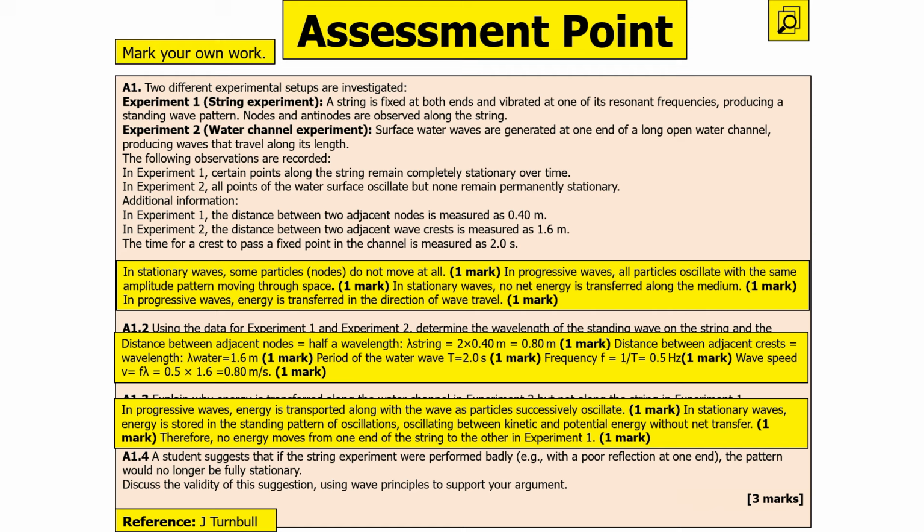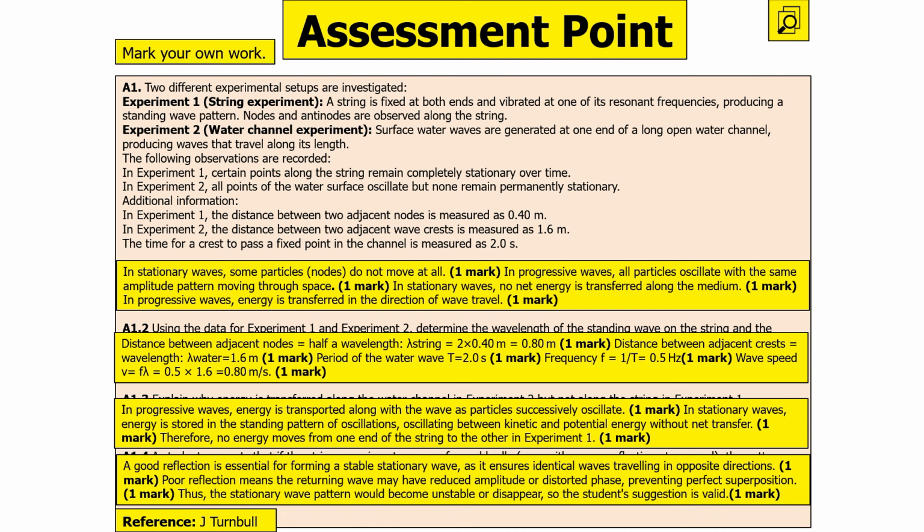In stationary waves, energy is stored in the standard pattern of oscillations, oscillating between kinetic and potential energy without any net transfer, so no energy will move from one end of the string to the other in experiment 1. Now, a good reflection is essential for forming a stable stationary wave and ensures identical waves travel in opposite directions. A poor reflection means the returning wave may have reduced amplitude or a different phase difference, preventing a perfect superposition. So the stationary wave pattern will become unstable or disappear, so the student is correct.